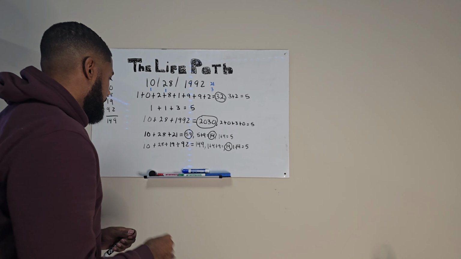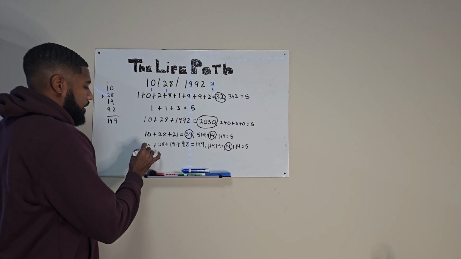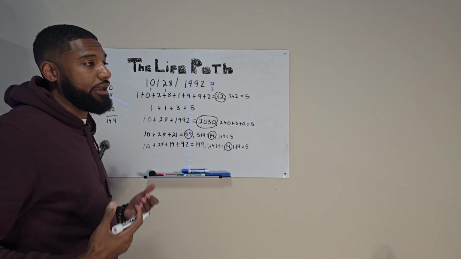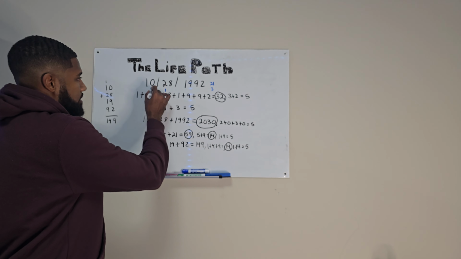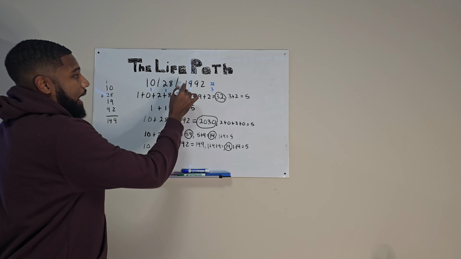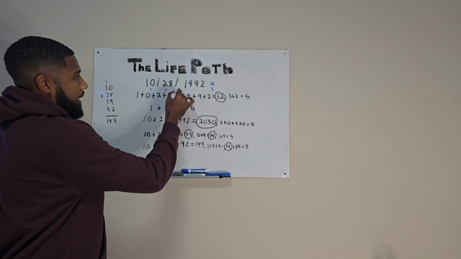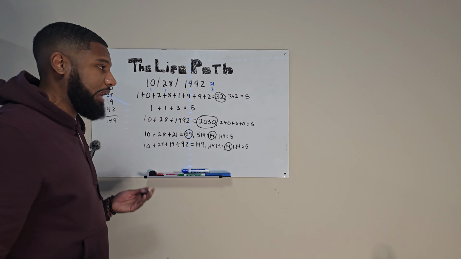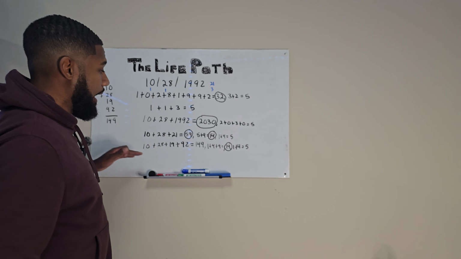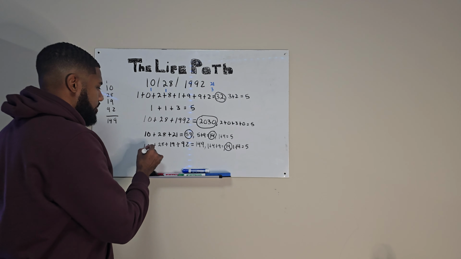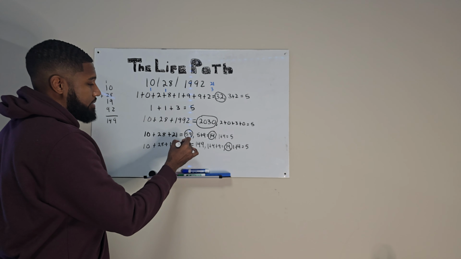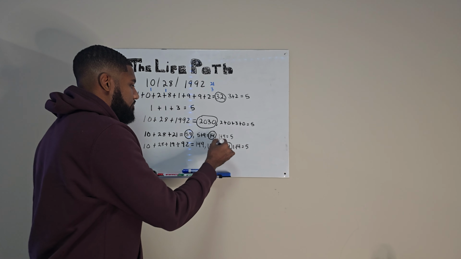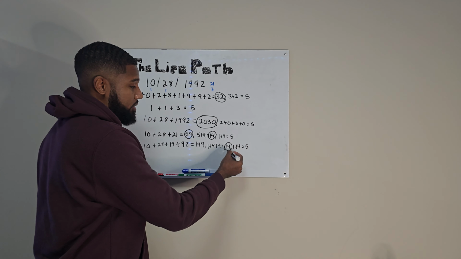Now, in the final method, and this is just me probably being a little extra, but again, I like to look at it in all different forms. So in this way, I added 10 plus 28. I split the year. So 10 plus 28 plus 19 plus 92. And this may mean nothing, but I just made this a practice of mine to add up all of the numbers. So 10 plus 28 plus 19 plus 92 adds to the number 149. And then from there, 1 plus 4 plus 9 equals the number 14.